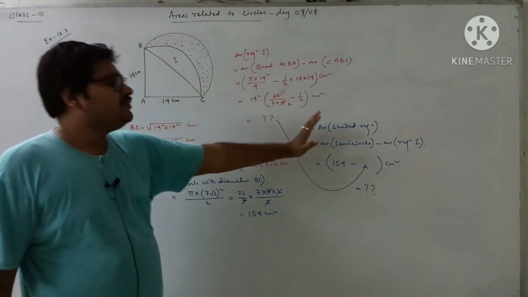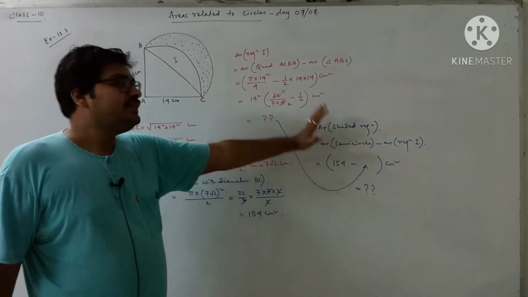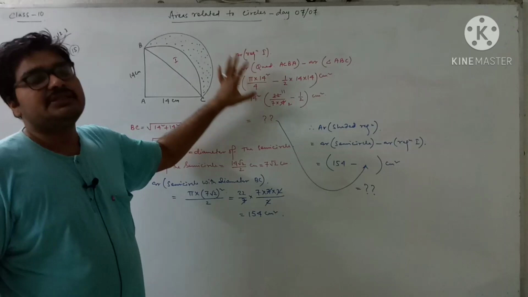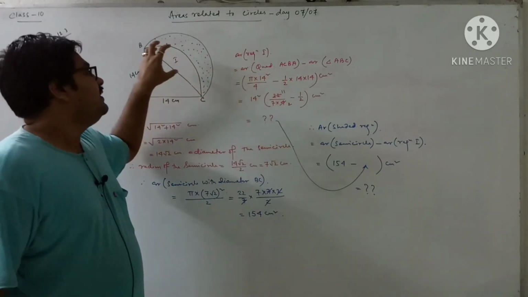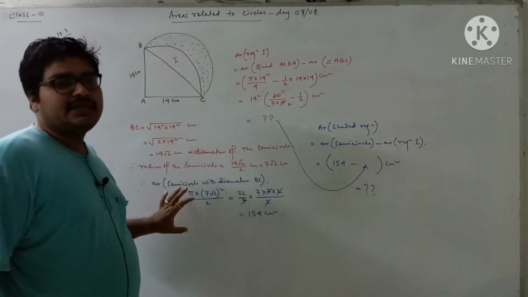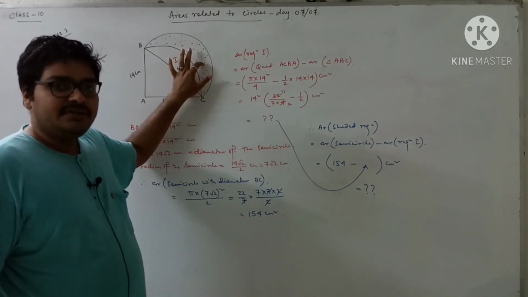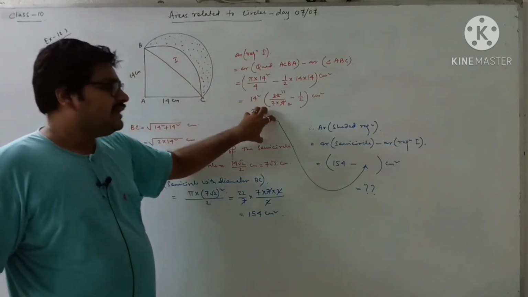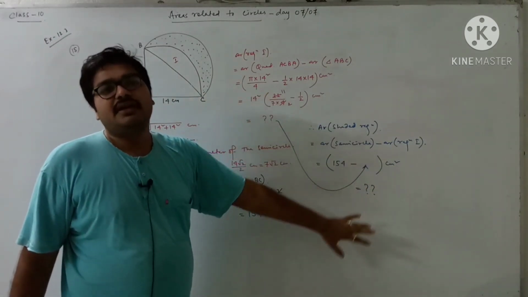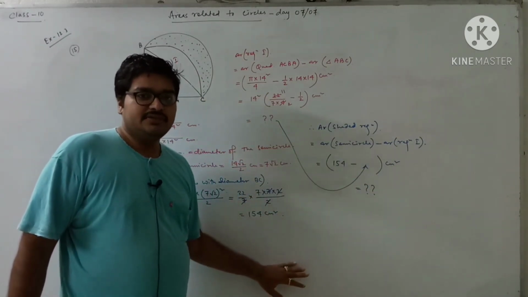Your final answer is this one, the area of the shaded region. But this is required because the area of region 1 you are just subtracting from the semicircle to get the area of the shaded region. Clear? So complete this calculation, and after that put this value and complete this one. I think you can do it yourself.